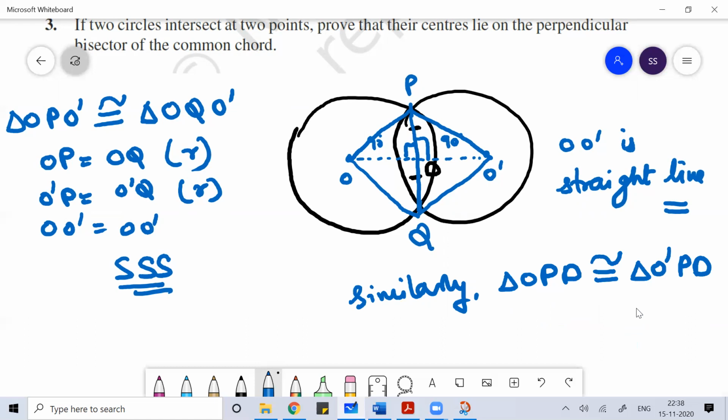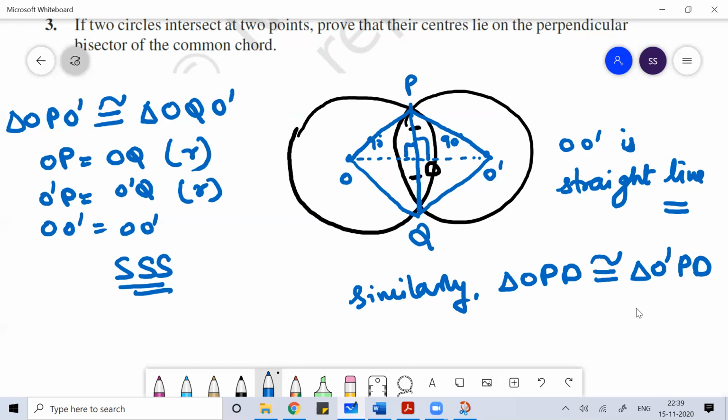So already you know that these triangles are congruent. Here PD is the common side, and then OD will be equal to O'D. So you can prove that triangle OPD will be congruent to triangle O'PD. You can easily do that part very well.